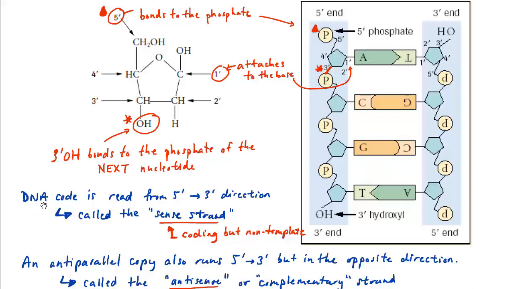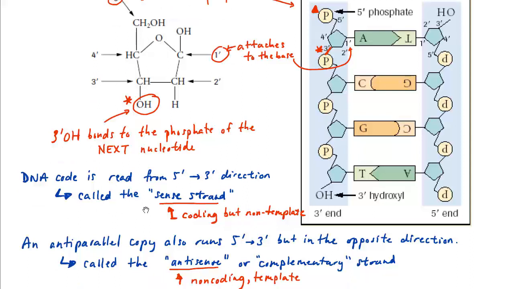Okay? Now the DNA code, as it says here, is read from 5' to 3' direction. We call that the sense strand. You're going to see these terms over and over again, and by the end of our next lesson, I'm hoping that sense, coding, and non-template all make sense to you. For now, I'm just going to say it a million times so that you guys can hear it.